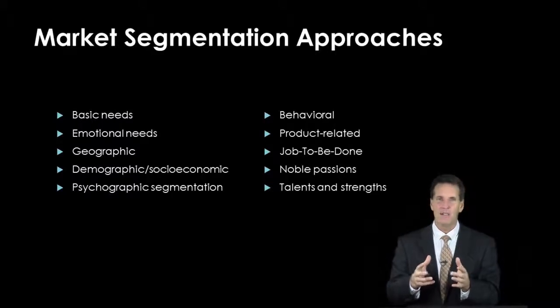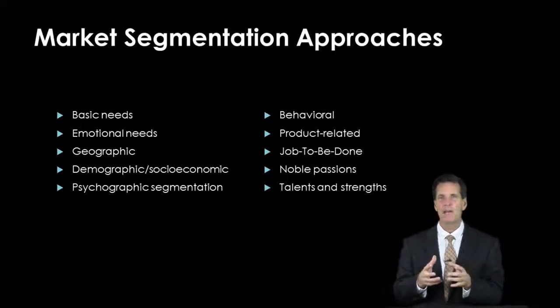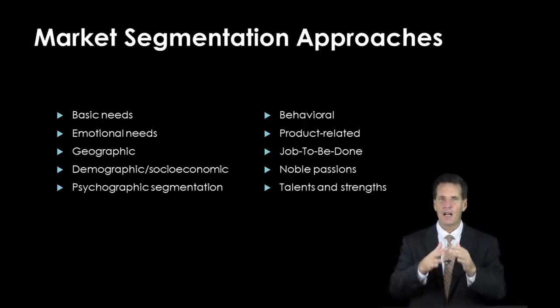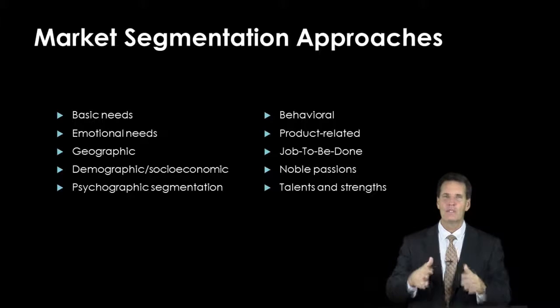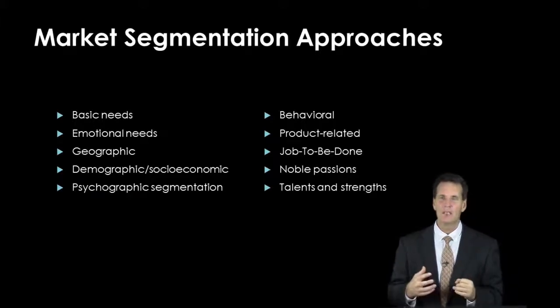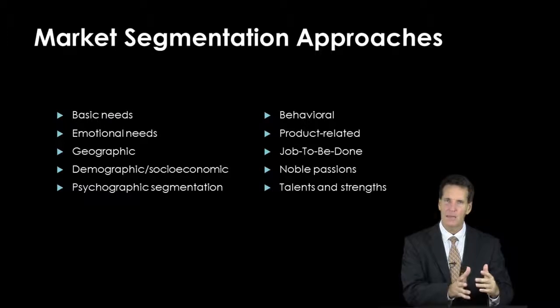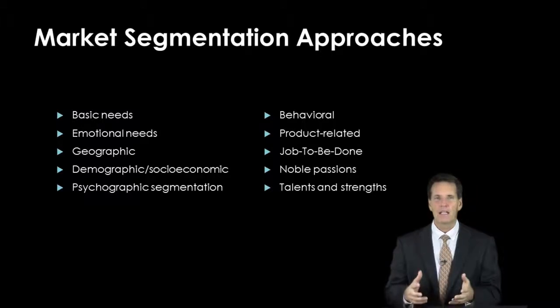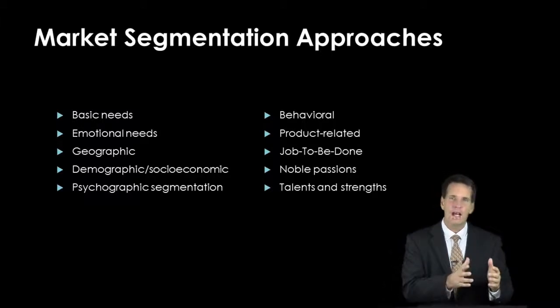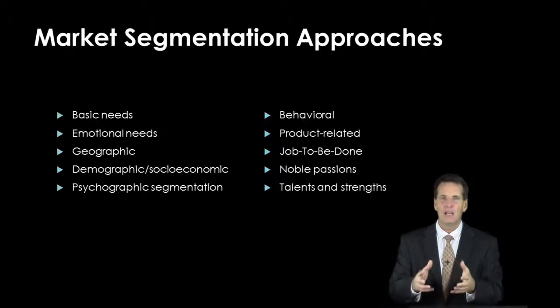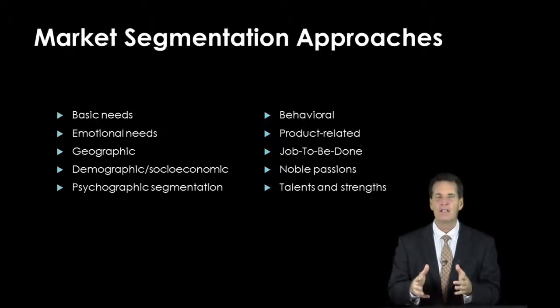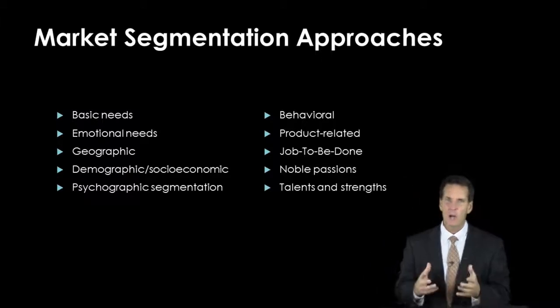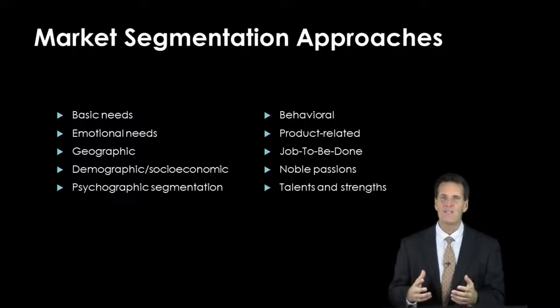Another model that you can look at is emotional needs. Abraham Maslow talks about physiological and emotional needs, but there are some emotional needs models that can really help you dig in and understand where people are coming from. You can look at the markets from a geographical perspective, from a demographic or socioeconomic perspective, from a psychographic approach, from a behavioral approach, from a product-related market segmentation approach. You can focus on the job to be done, another approach introduced by Clayton Christensen out of Harvard. And again, you can focus on your noble passions and the talents and strengths that you have.